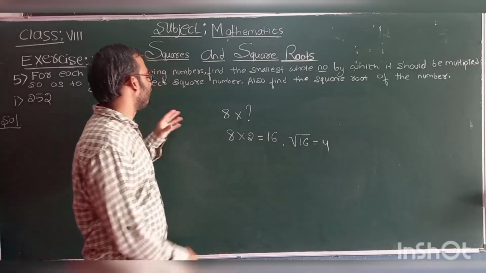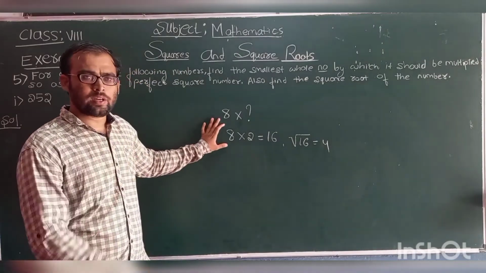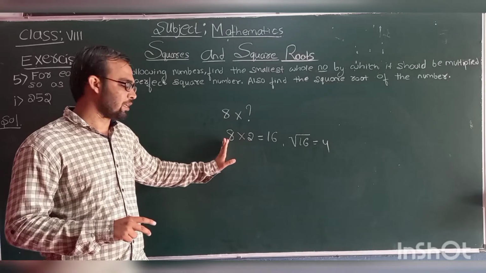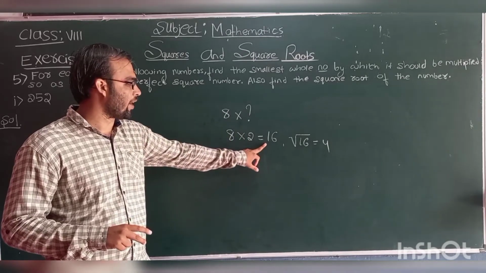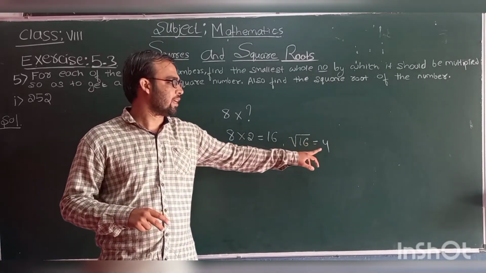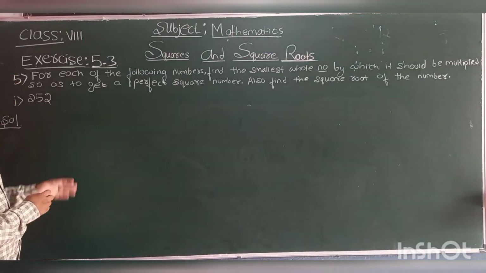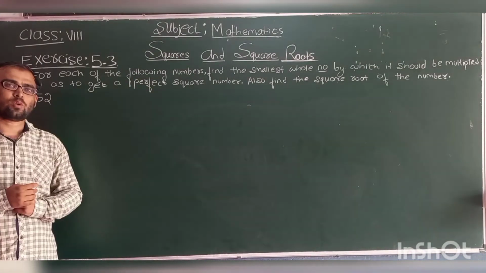So here, what are they given? They are given particular numbers. So when we multiply a number to that number, we will get a perfect square, and what we need to do is find the square root of those numbers. Students, now let us solve the first question. What they have given: 252.